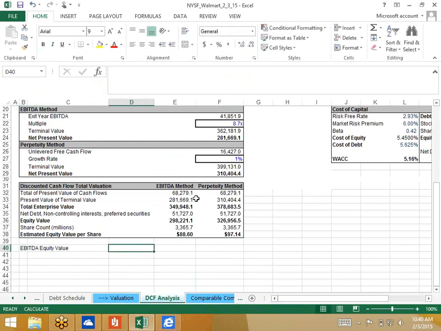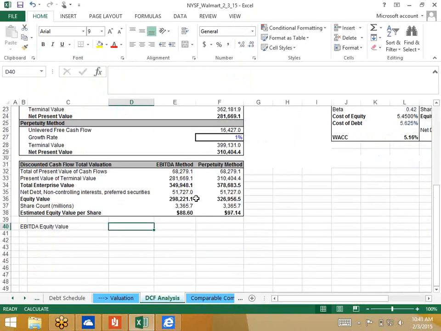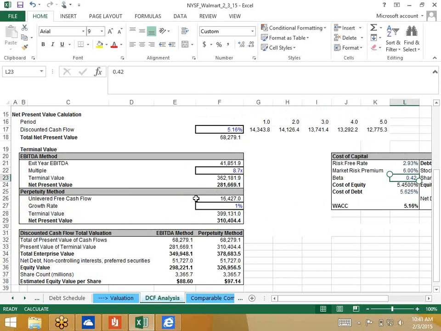And I'm gonna have the variables be across the row, varying WACC. So we have 5.16%. What if the WACC... I don't think the WACC's ever gonna go down further, right? Although actually the beta did go down, right? The beta went down to 0.29, didn't it? Holy cow.